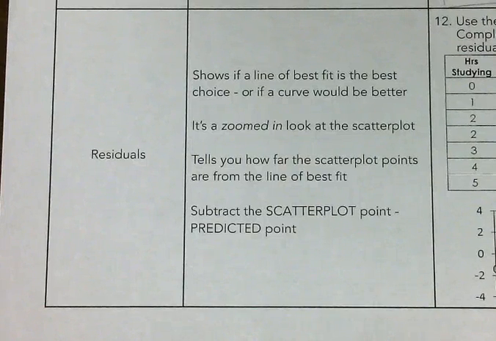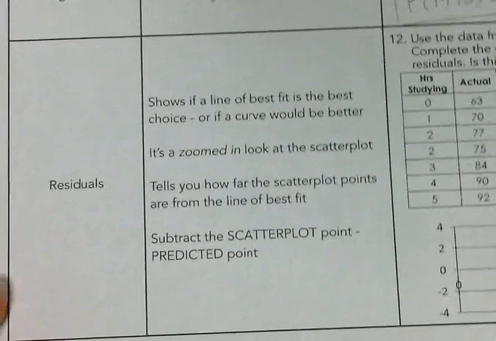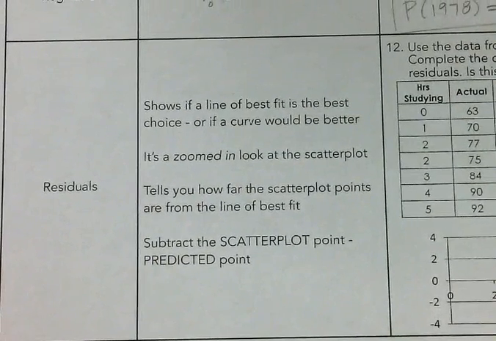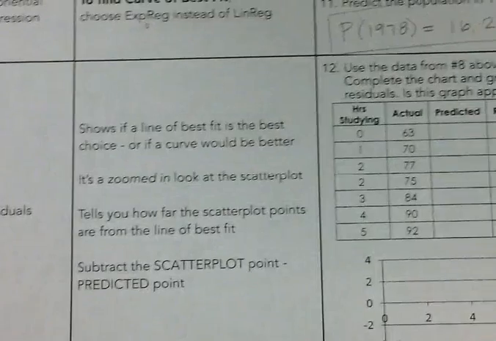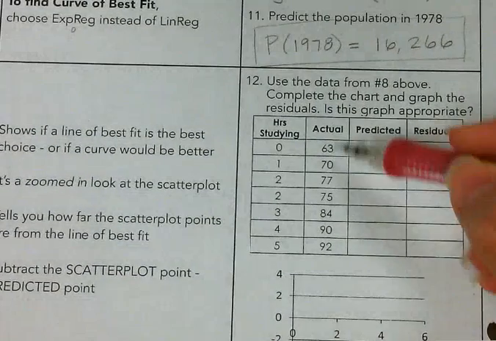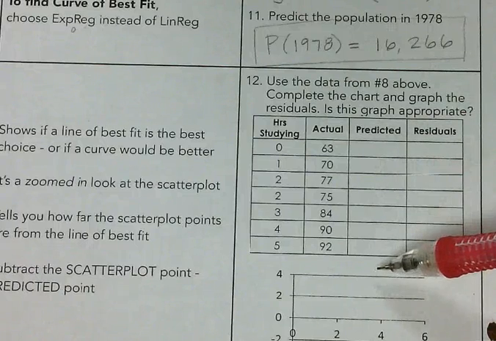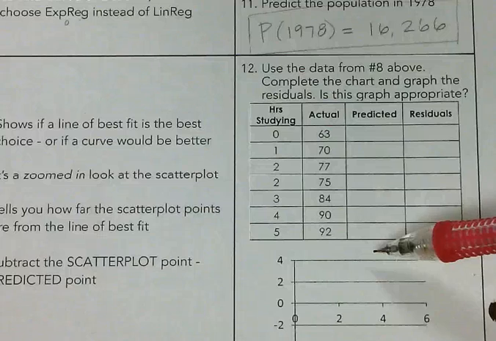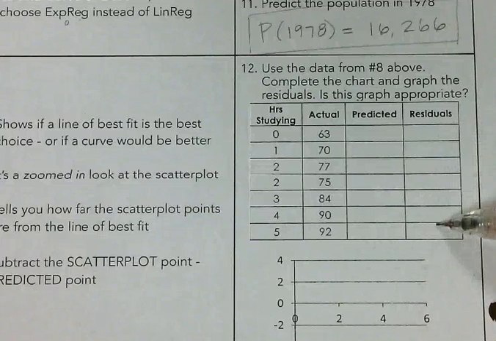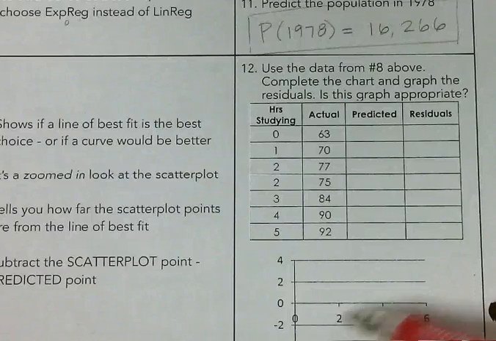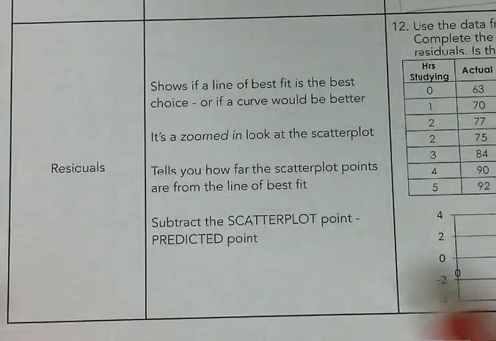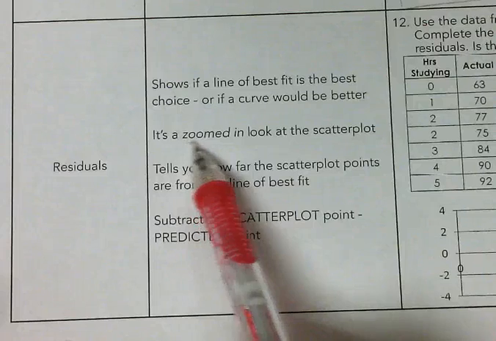So what we're going to do is work the problem and find a line of best fit. And then we're going to compare the points on the scatter plot with the points on the line, and by comparing that means subtracting. And then we're going to look at those numbers and see what kind of pattern they make when we plot them on the graph. So what we're doing is a zoomed in look.